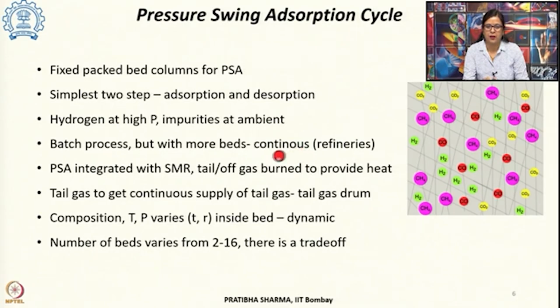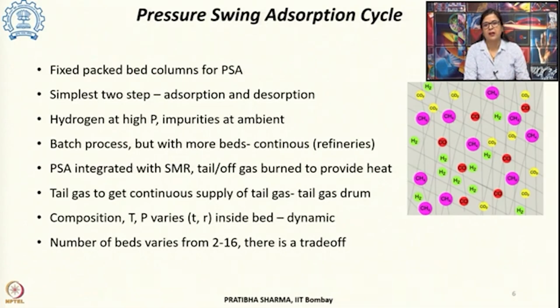Now, when it is integrated with an SMR unit, steam methane reforming, for hydrogen purification, then after removal of hydrogen, the tail gas or the off gas obtained from the PSA unit can provide the required energy for the steam methane reforming. This tail gas or off gas is burnt in the burners to provide the required heat of reaction to the reformer tubes. So, that can still be used, improving the energy efficiency of the process.